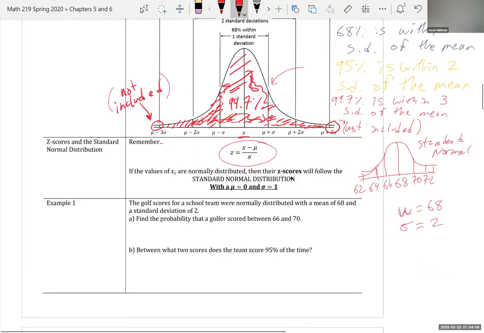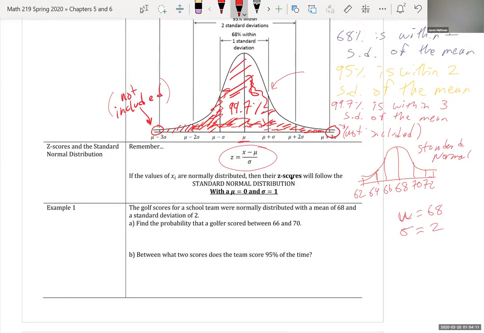It says golf scores for a school team are normally distributed with a mean of 68 and a standard deviation of 2. Find the probability that a golfer scored between 66 and 70.